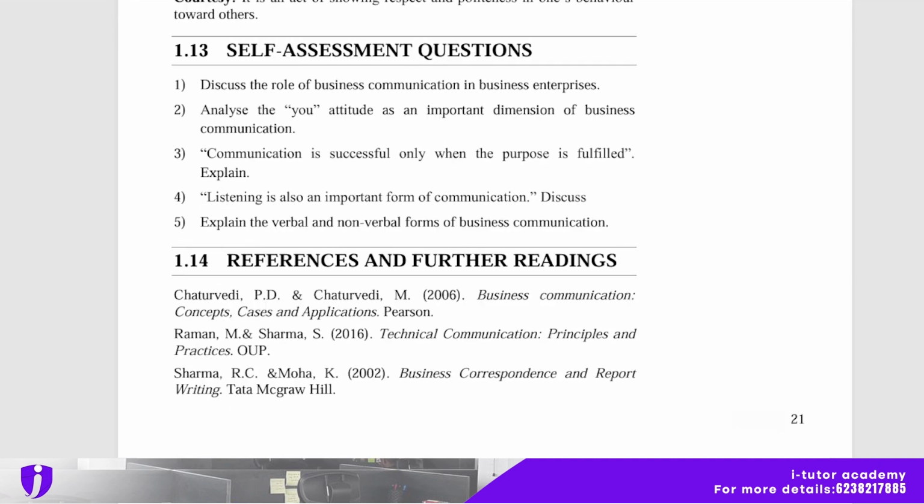And self-assessment questions are here. Discuss the role of business communication in business enterprises. Second is analyze your attitude as an important dimension of business communication. Communication is successful only when the purpose is fulfilled. Explain. Listening is also an important form of communication. Discuss and explain the verbal and non-verbal forms of business communication. So these are the self-assessment questions.